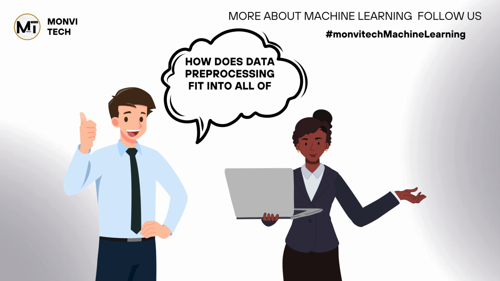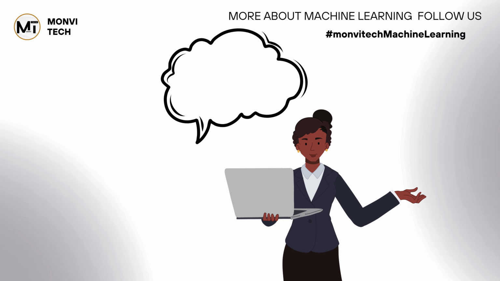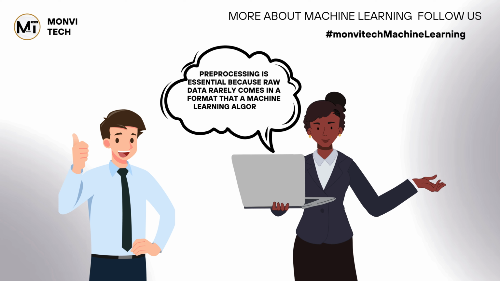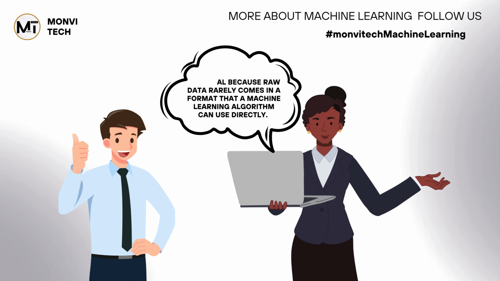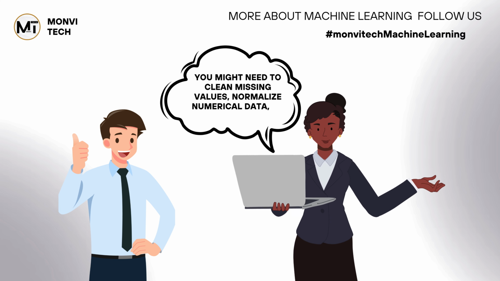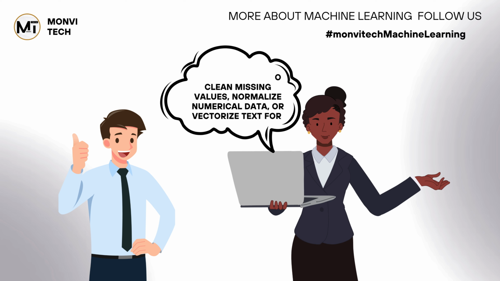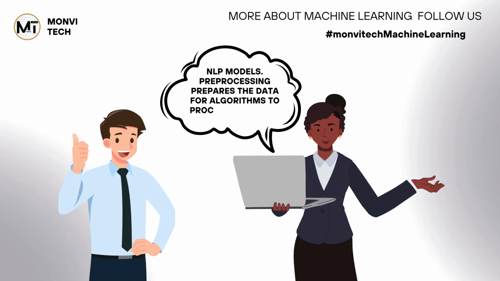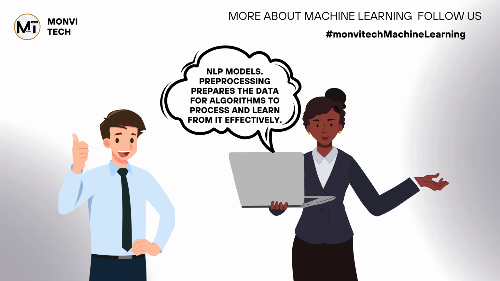How does data pre-processing fit into all of this? Pre-processing is essential because raw data rarely comes in a format that a machine learning algorithm can use directly. You might need to clean missing values, normalize numerical data, or vectorize text for NLP models. Pre-processing prepares the data for algorithms to process and learn from it effectively.